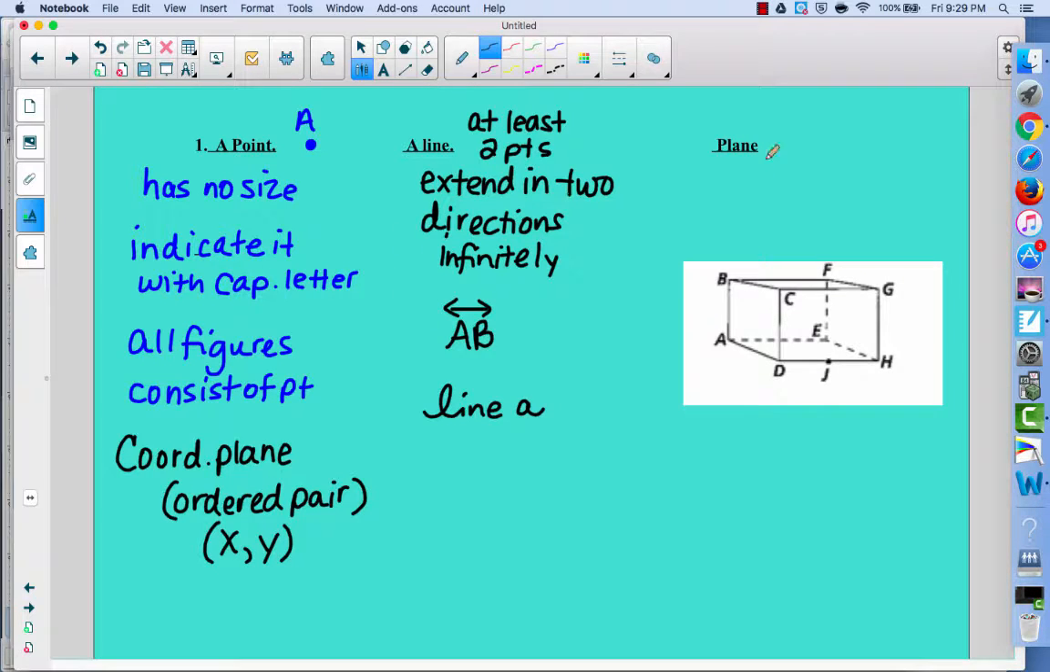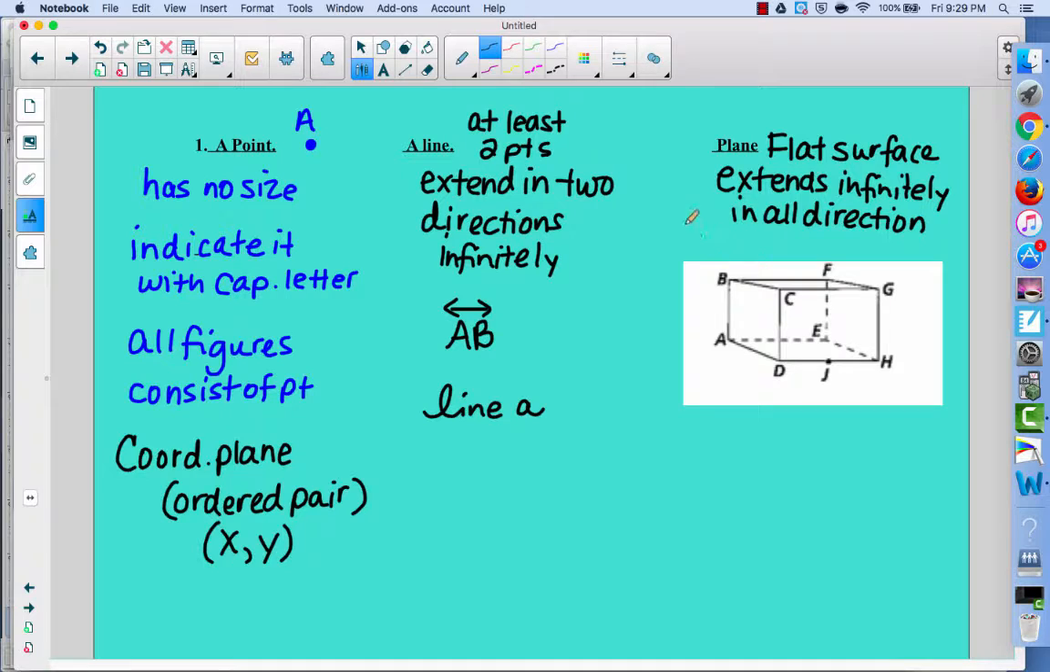All right, a plane. A plane is a flat surface that extends infinitely in all directions. Usually when we are drawing planes, we draw a triangular shape or a rectangle or a parallelogram to represent a plane. For planes, you need at least 3 points to make a plane.